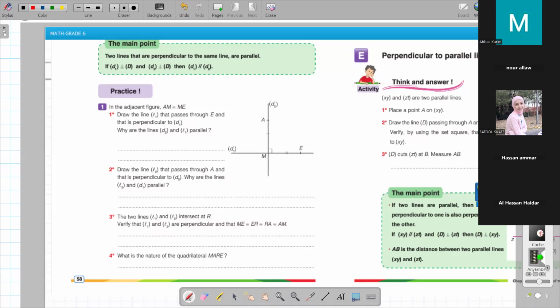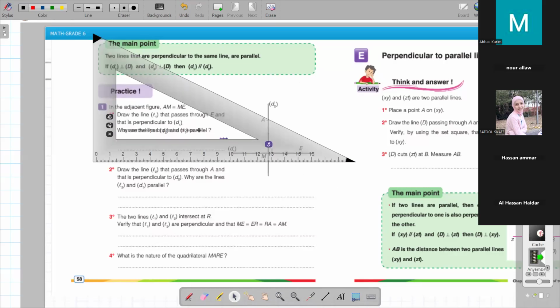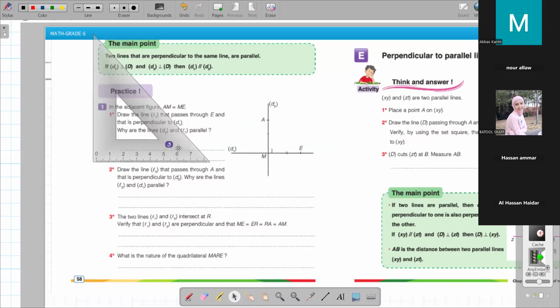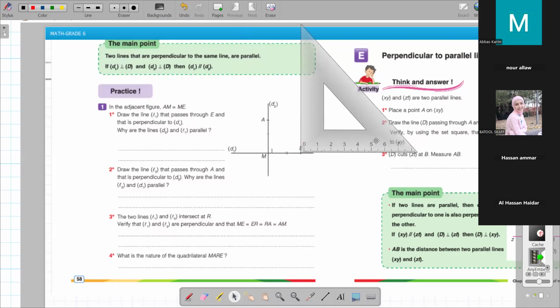So we're gonna bring now the set square. As I told you, where we have to do the perpendicular, we put our set square. They said that it is perpendicular to D1, so the set square should be exactly on D1, like this. But they said that it has to pass through the point E, so we just move it to the point E. We keep it at 90 degrees here, and we draw this line.